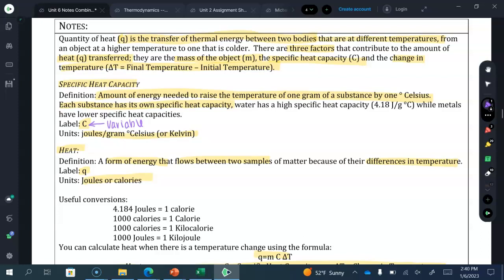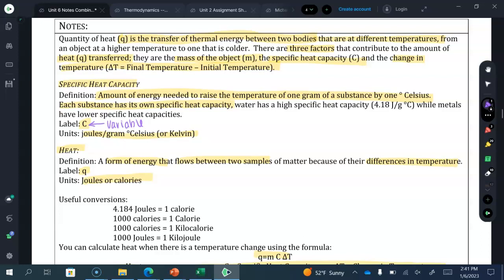Okay, there are three factors that contribute to the amount of heat that is transferred. They are the mass of the object, the specific heat of the object or substance, and the change in temperature, which is always the final temperature minus initial temperature. We don't flip those because if we keep it this way, we will always see a gain in energy as a positive change and a loss of energy as a negative change in the temperature. So it's always T final minus T initial.